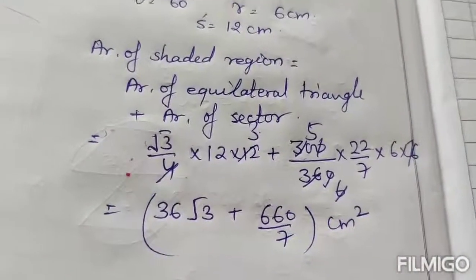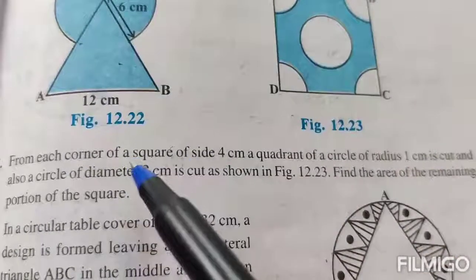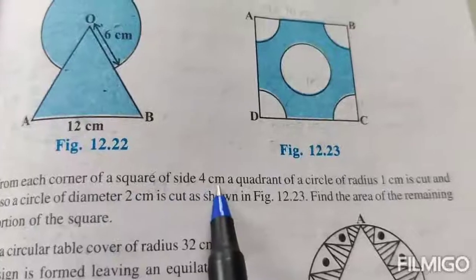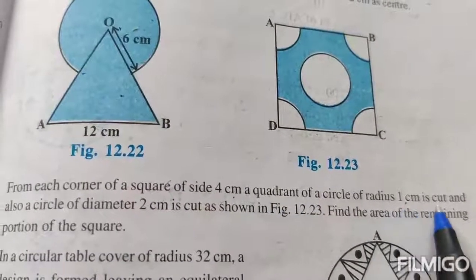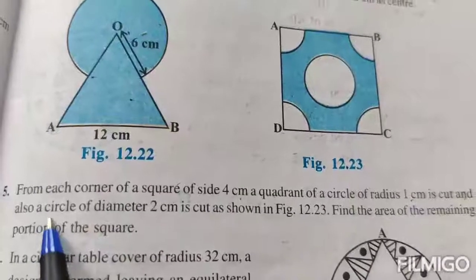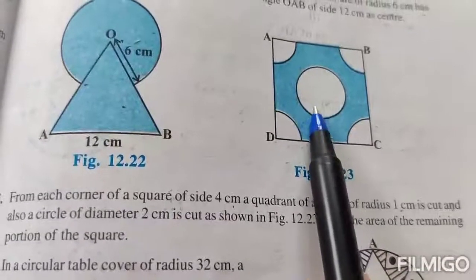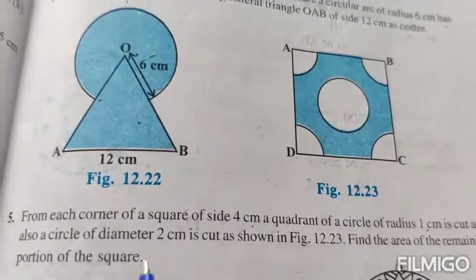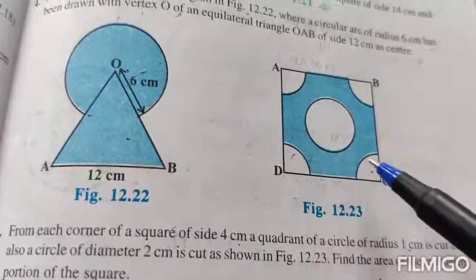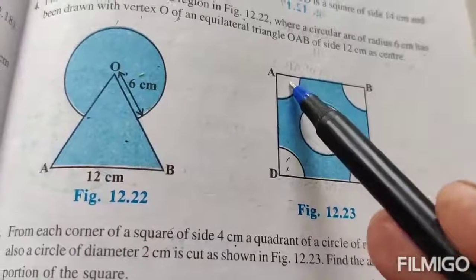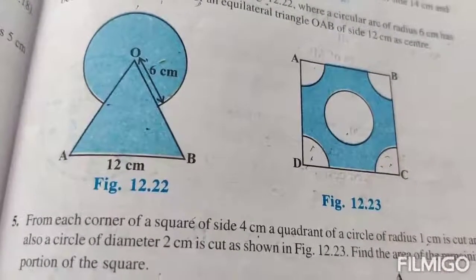Next, question number 5. From each corner of a square of side 4 centimeter, a quadrant of a circle of radius 1 centimeter is cut and also a circle of diameter 2 centimeter is cut, as shown in figure 12.23. Find the area of the remaining portion of the square. ABCD is a square. Here are 4 quadrants and 1 circle. The radius of each circle is 1 centimeter.